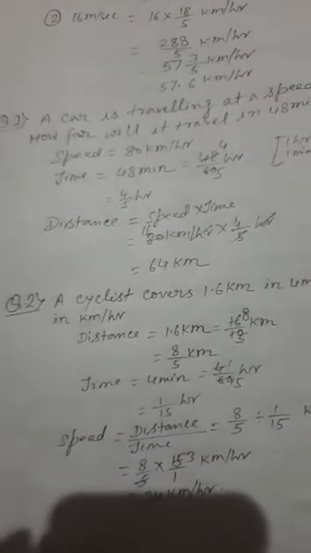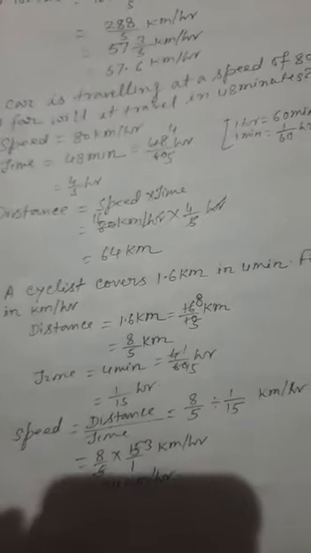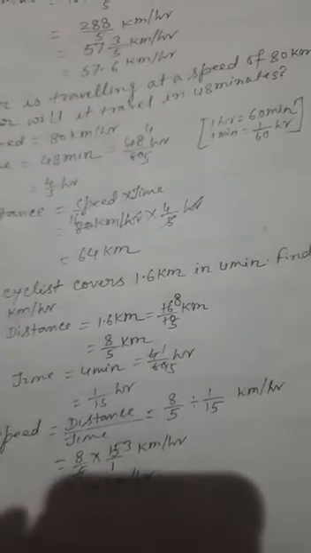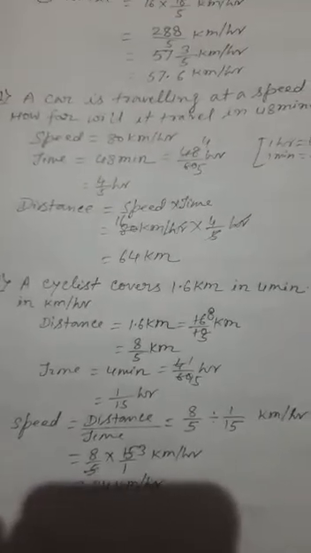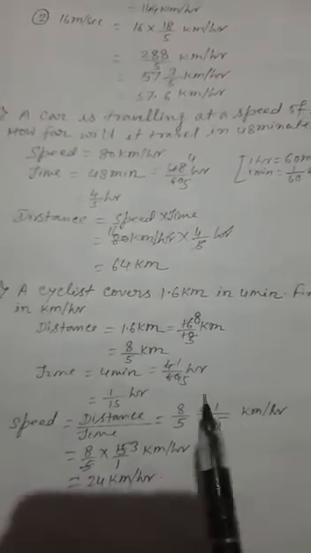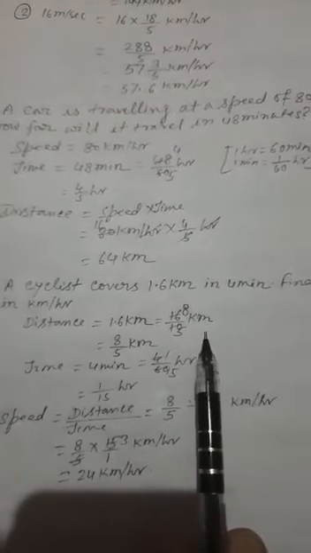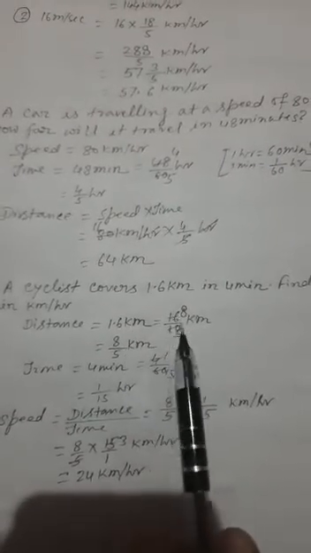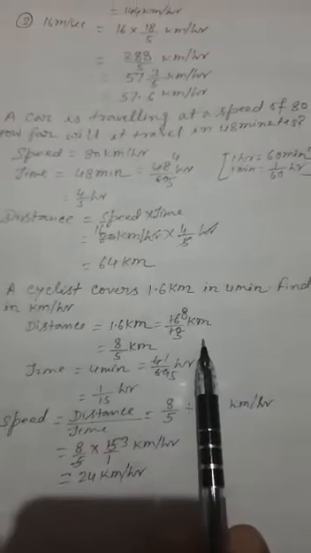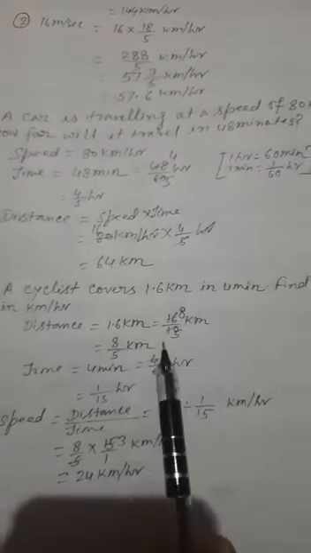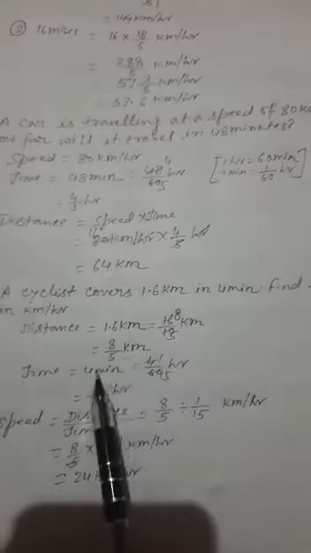Similarly, you can see one more sum I did for you. Question number 2. A cyclist covers 1.6 kilometers in 4 minutes. Find his speed in kilometers per hour. Here you see distance is given as 1.6 kilometers. We convert it into a fraction. So 1.6 we can write as 16 by 10 kilometers. So 2 8s are 16, 2 5s are 10, 8 by 5 kilometers.